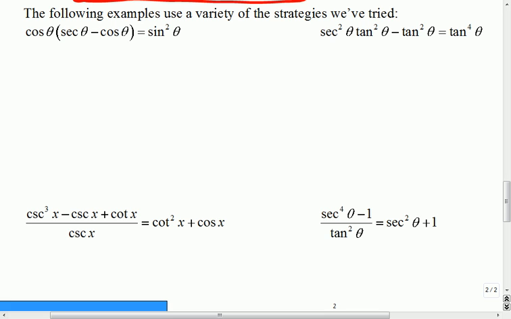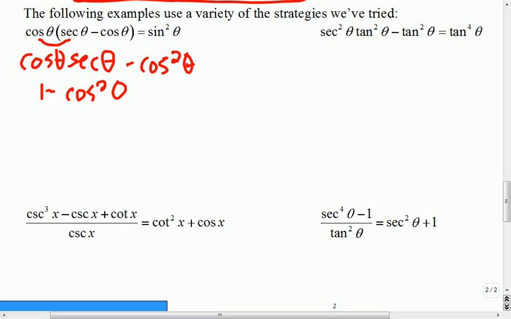Start on this one. I think the easiest thing to do, because I see that there's a cosine and a secant, it might be a good idea here to expand it. So, you can always try and see where you end up. Of course, I'm going to end up with a cosine squared. And that's going to be equal to 1 minus cosine squared, which of course is sine squared theta.